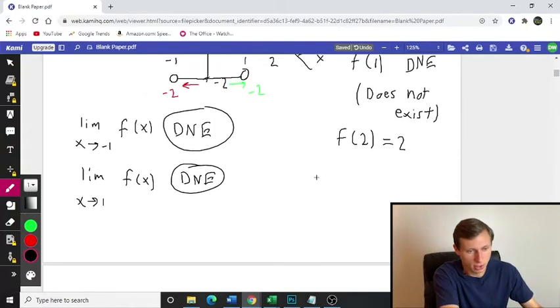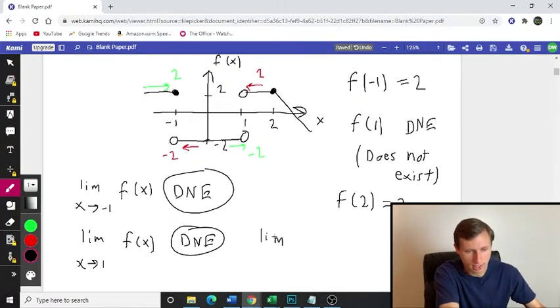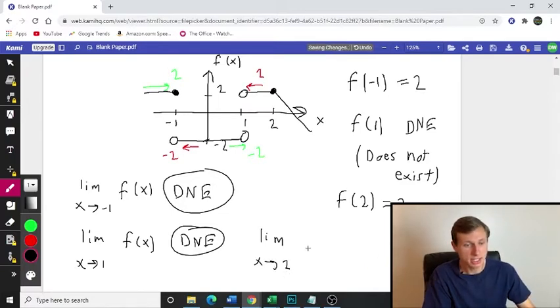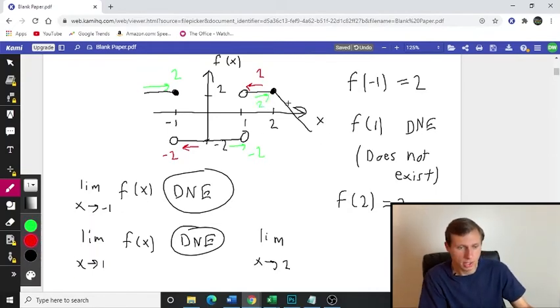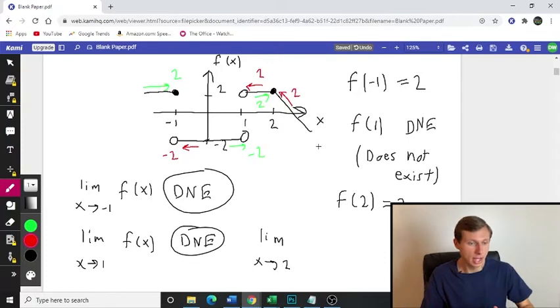And lastly, we can also say what's the limit as x approaches +2. And in this case, remember the actual value of f of 2 is +2. But remember, that doesn't matter. We need to look at what value it's approaching from both sides. So from the left, we see it's approaching +2. And from the right, we also see that it's approaching +2. So in this case, they're approaching the same number. And the fact that it's a closed circle or an open circle does not matter.